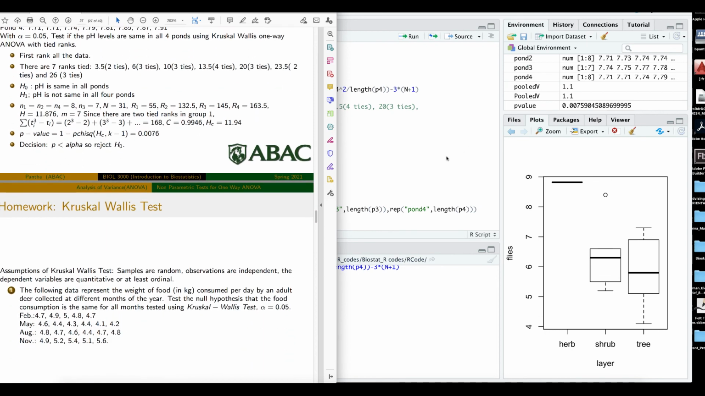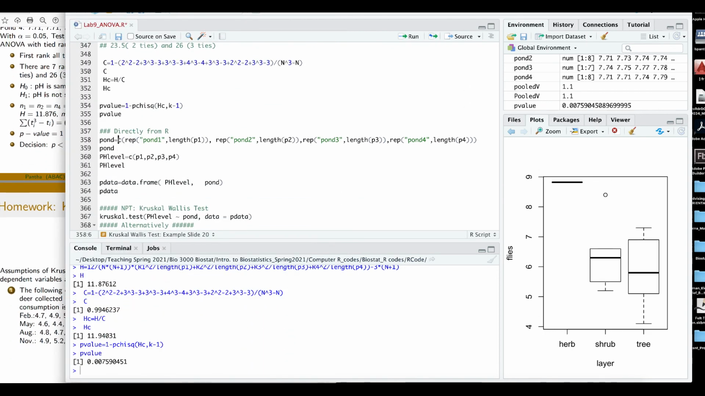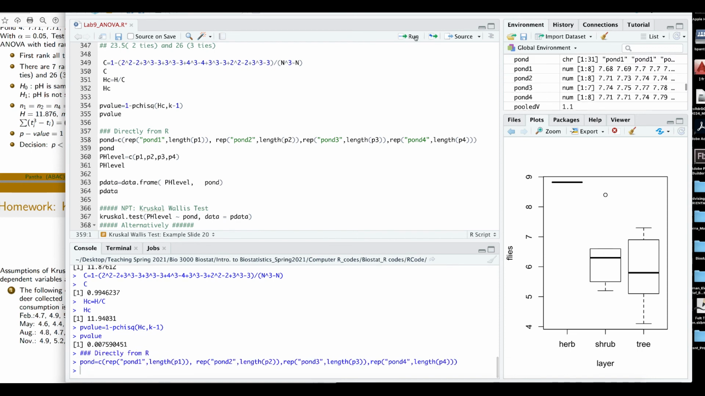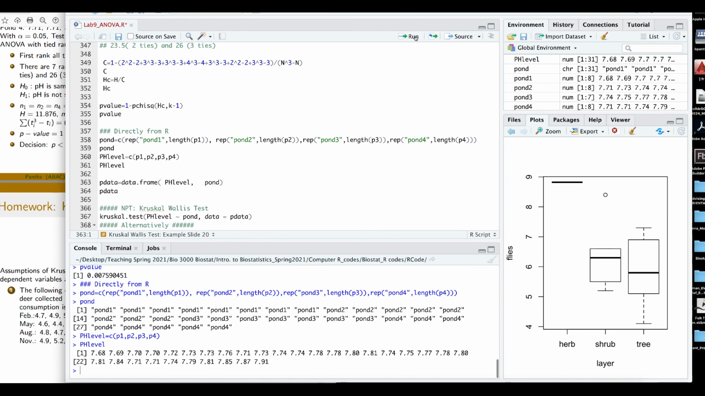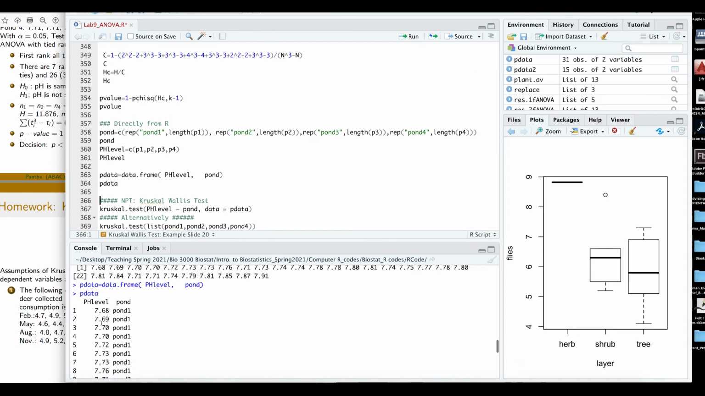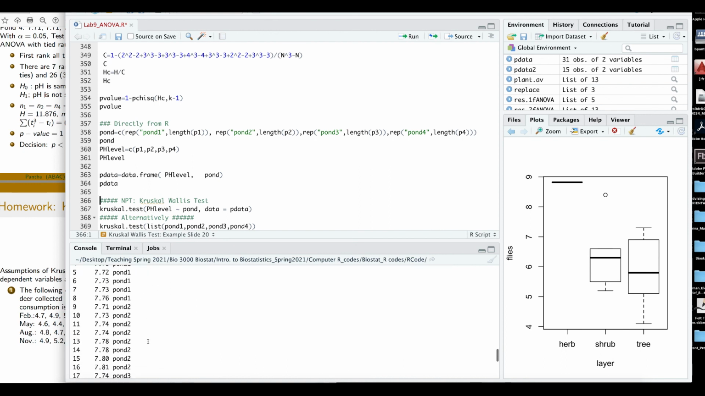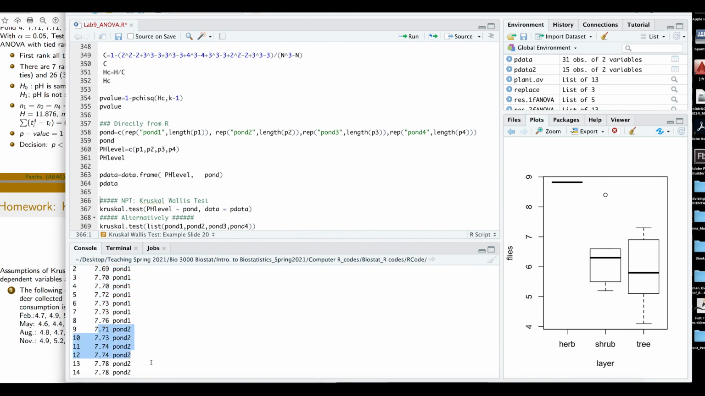Now I want to do this directly in R. How? Just again create the 2 columns. One is for pond, and the other is the pH level. If you do the data.frame, that's what you get: pond 1, pond 2, and these are the pH levels. These are the names of the ponds. So it will be testing whether the average pH of pond 1, pond 2, pond 3 and pond 4 are equal or not, right?